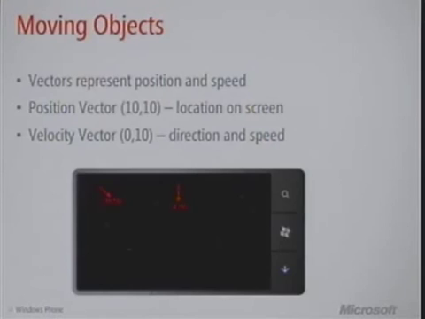So in this case, for example, 10, 10 would be 10 over, 10 down. If you've got 0, 10, it's going to be just 10 down. You don't move anywhere left or right. So that's the directional kind of thing, the velocity, rather than the position.